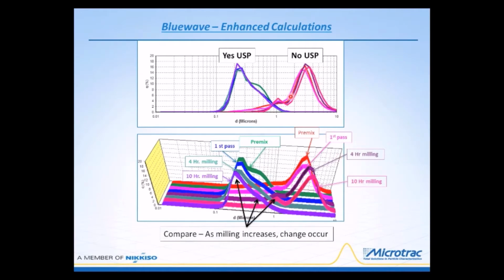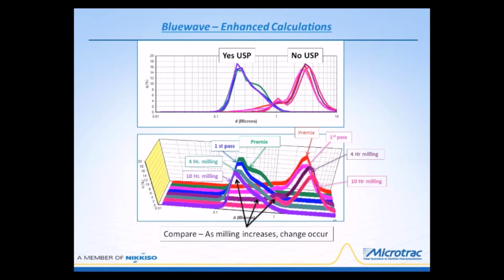Now it's kind of hard to distinguish what's happening here in this 2-dimensional graph. So what I did was use the Flex software and put the graph into a 3-dimensional mode, and now I can get a much better idea as to how these distributions are comparing. Over here, again, we have the samples having not been completely dispersed, but there is an indication that starting from the premix and going down to the first pass, and then the 4-hour milling and the 10-hour milling, there's an indication even here that fines are actually starting to be produced, which is what the manufacturer was hoping to see.